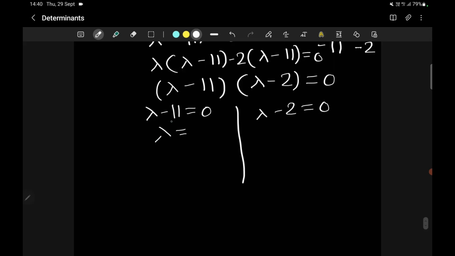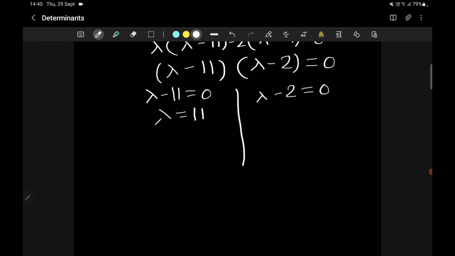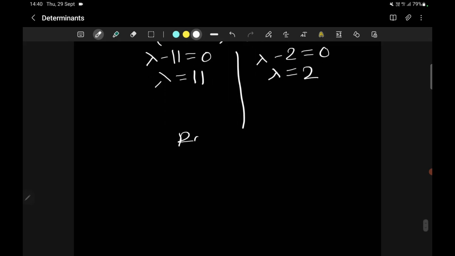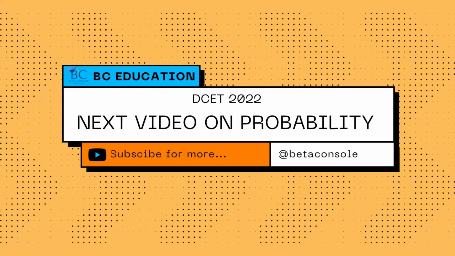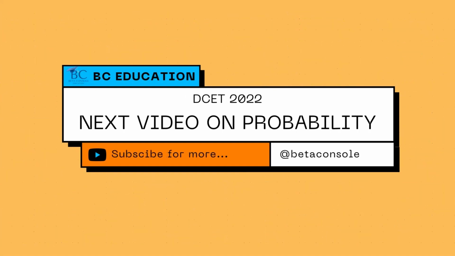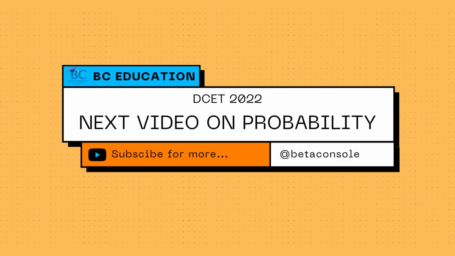Now we'll shift this minus 11 to RHS. It will become lambda is equals to 11. Same, it will become lambda is equals to 2. So the characteristic roots are 11 and 2, or it can be 2 and 11. This is how you can find roots of the characteristic equation. So with this, I have covered the whole matrices and determinants. You can score up to 7 marks from this topic.